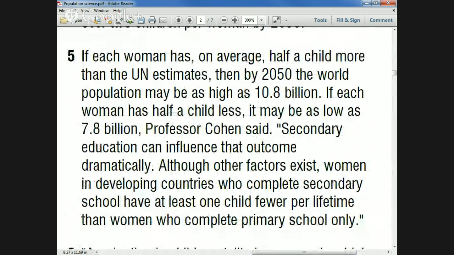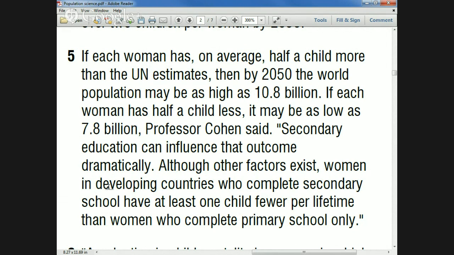If each woman has on average half a child more than the UN estimate, then by 2050 the world population might be as high as 10.8 billion. If each woman has half a child less, it may be as low as 7.8 billion.